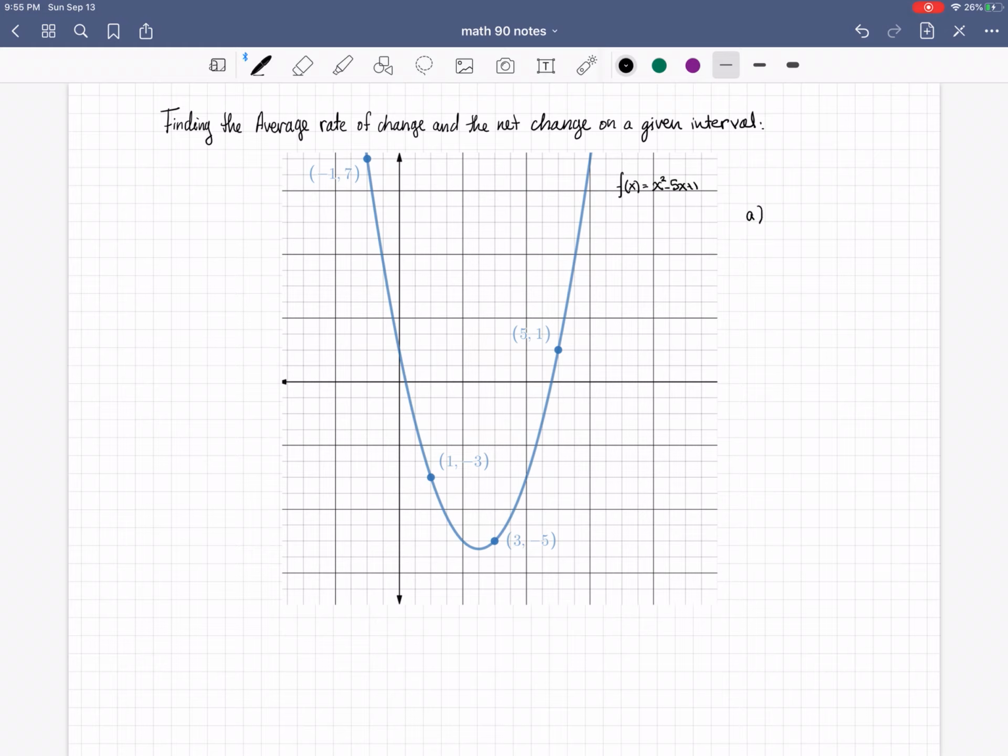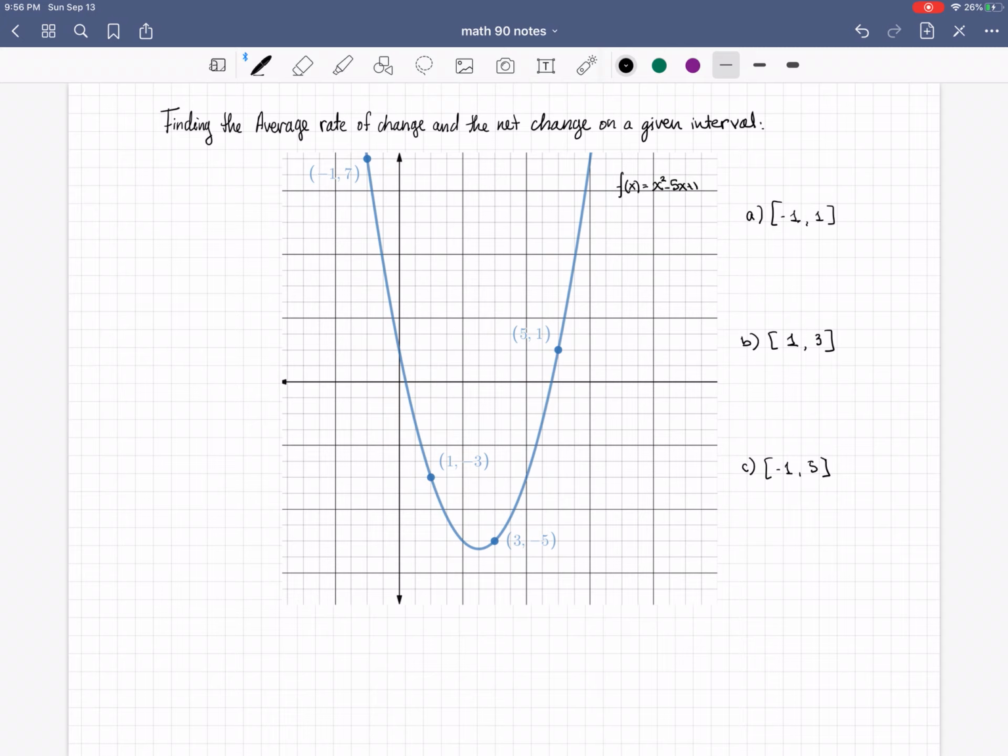So given the points that I've got labeled here, we'll look at the interval from -1 to 1. We'll look at the interval from 1 to 3. And we'll look at the interval from -1 to 5. Now, I have 4 points labeled, so you could also look at others too. These are just 3 intervals that I'm looking at for the sake of having 3 examples in this lesson. All right, so the interval from -1 to 1.